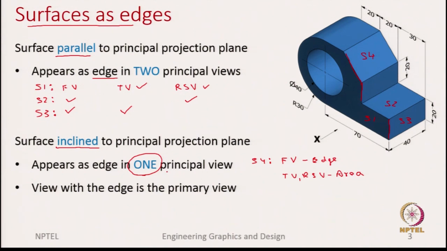So, this is important because this view where it shows up as an edge, we call it the primary view or the principal view. So, the view where it shows up as an edge is called the primary view. The reason why we are focusing on this primary view is because we will open all other views onto this plane. So, in this example, for surface S4, we said that the primary view is the front view.